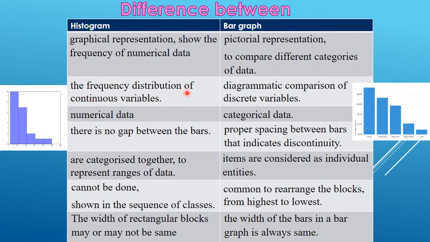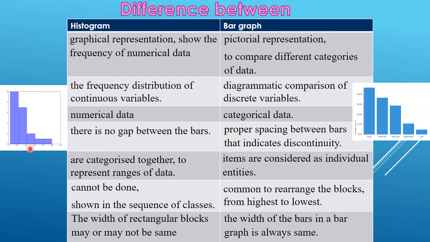The histogram shows the frequency distribution of a continuous variable. The value is continuous, but the bar graph is a diagrammatic comparison of discrete variables. Whatever value you get, it shows the output as bars. In a histogram there is no gap between the bars; here, all of you can see that there is no gap. But in a bar graph there is proper spacing between bars that indicates discontinuity. So between the two bars we have space.